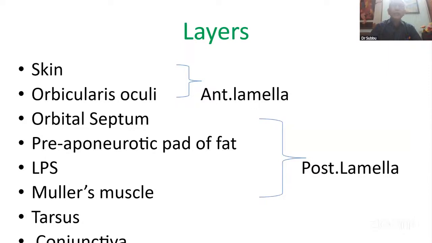Now let's start into what are the layers. Some books say 2 layers, some books say 3 layers, but for all practical purposes we can divide the lid into 2 layers: an anterior lamella comprising skin and orbicularis oculi muscle, and a posterior lamella comprising orbital septum, pre-aponeurotic pad of fat, levator palpebrae superioris, Muller's muscle, tarsus, and palpebral conjunctiva. So these are the 2 lamella, an anterior lamella and the posterior lamella.